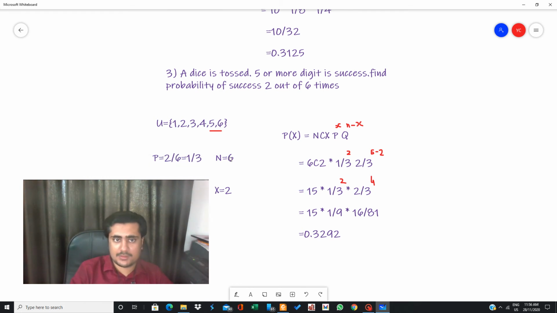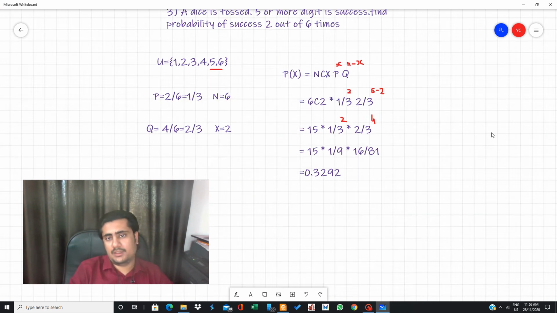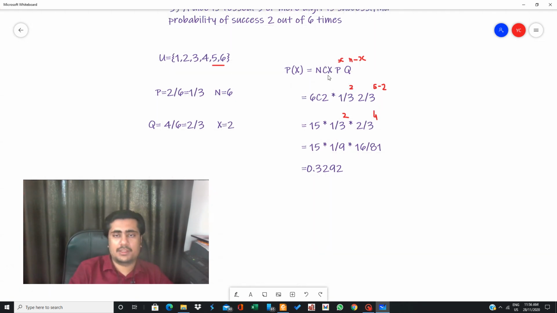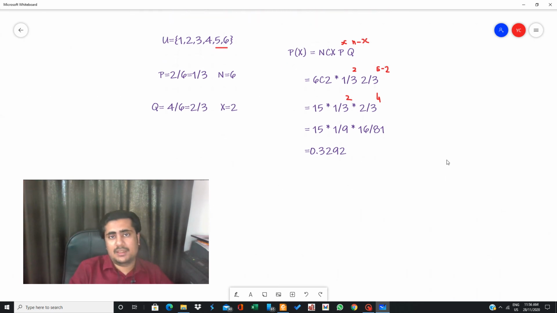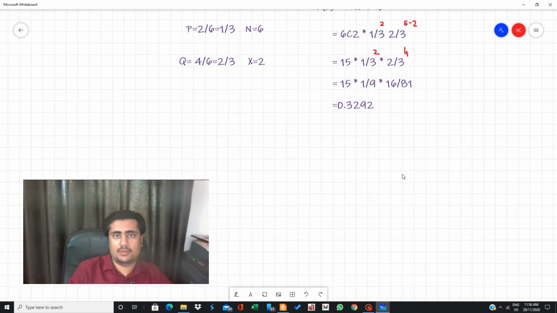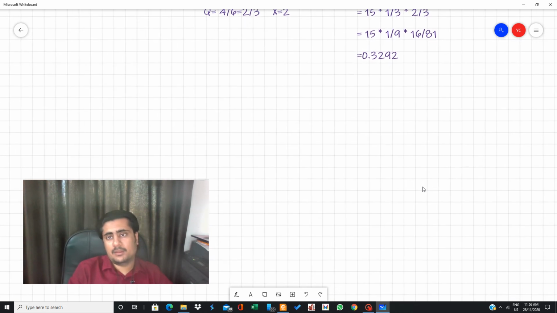Total there are 6. You want 2 successes out of 6 times, that means n is 6 and x is 2. And we had solved with the formula P of x equals nCx p raised to x q raised to n minus x. You can see my last lecture also if you don't find the thing which I am telling you now. I am revising the last lecture, so I am going a bit fast.